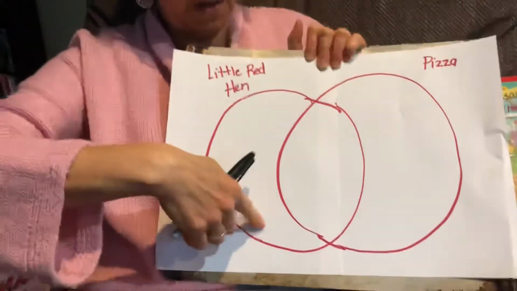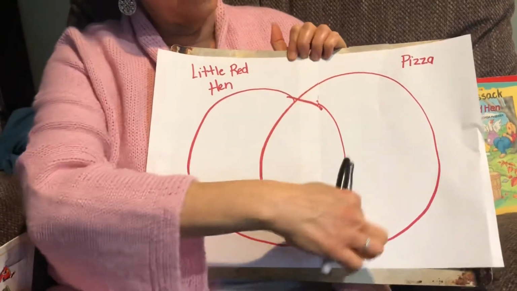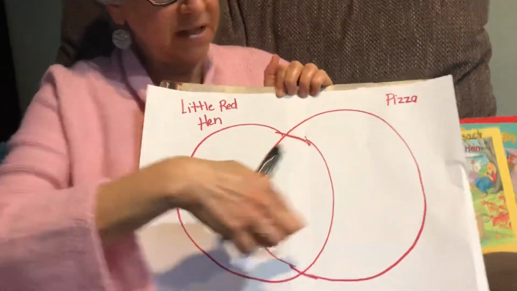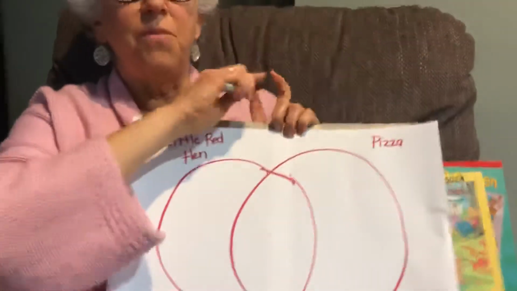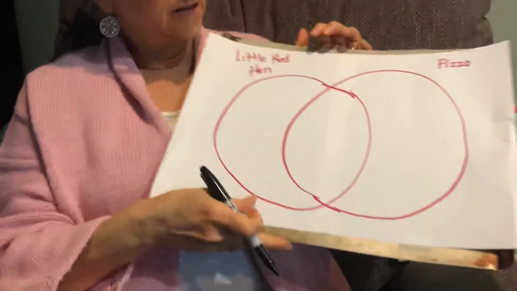This is for things that are just in The Little Red Hen. This is for things that are just in The Little Red Hen Makes a Pizza. And this is for things that are both. So let's start with the characters.